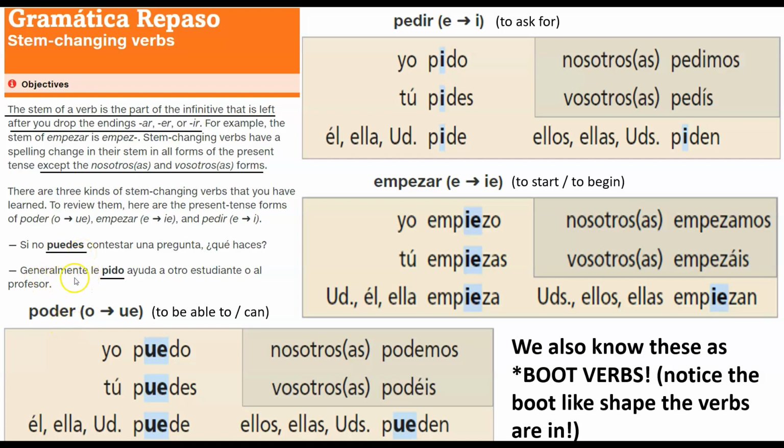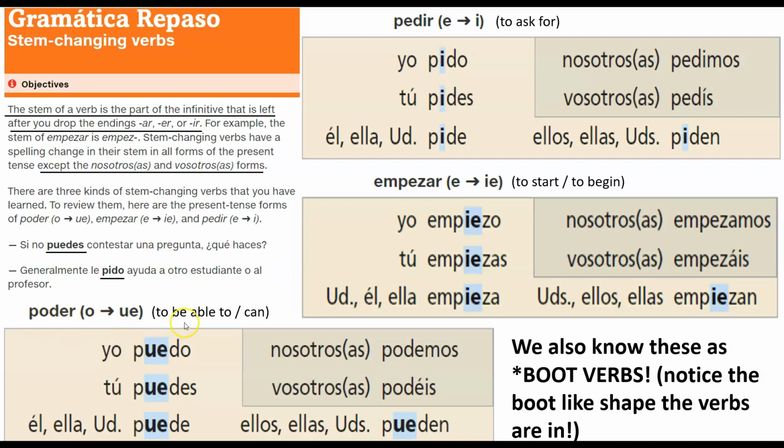So, generalmente le pido ayuda a otro estudiante o al profesor. Generally, I ask for help from another student or the teacher. Notice pedir, the E changes to I in the boot, and you drop the IR, and the yo form, you still have an O ending. So pido. So let's go through them, right?